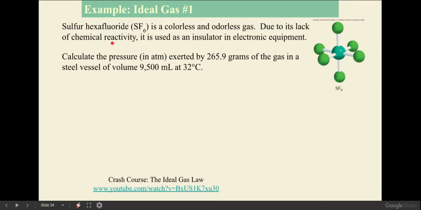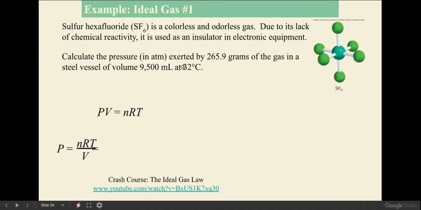So to try this out, here we have a sample of sulfur hexafluoride, and it says that we have 265 grams of it at 9,500 milliliters and at 32 degrees Celsius. So all we're going to do is take this equation, and because it's asking for pressure, we're going to divide both sides by volume, so that way volume cancels on this side, and we get this. So pressure is equal to nRT over V.